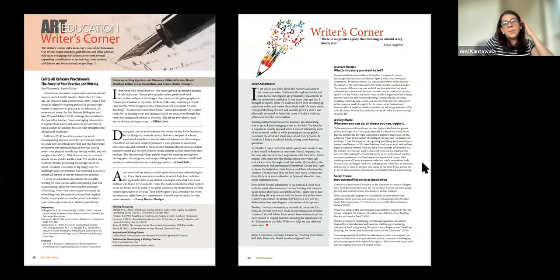So these are some examples of the Writer's Corner, and there are a total of 6 of them. So far we have 4 published. The 5th one should be out soon, and the 6th one will be out in November. So you will have access to all of these. And they're really wonderful little nuggets, which are so useful for anybody picking up writing.